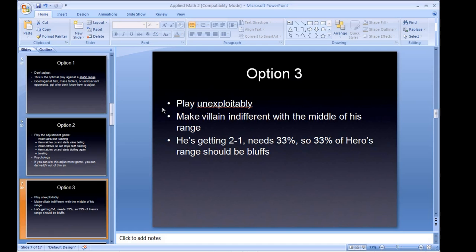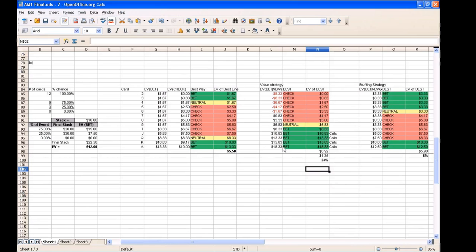Anyway, what unexploitably means is make your opponent indifferent with the middle of his range. If he's got, say, a 7, we want him to have the same EV between folding and calling. In other words, 0 EV. If he folds at 0 EV, if he calls at 0 EV. In order to accomplish that, since he's getting 2 to 1 and he needs to win 33% of the time, we're going to let him win 33% of the time. In other words, we're bluffing 33% of the time. One out of three hands, we're bluffing, two out of three hands we're value betting. So we'll see what that sort of looks like.